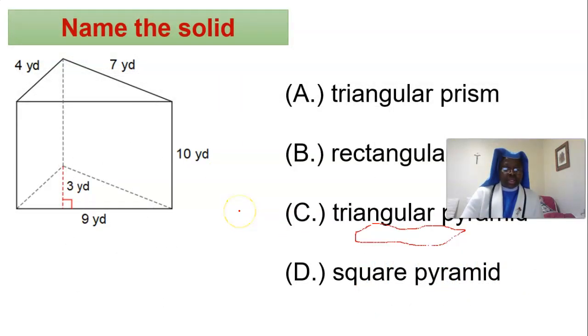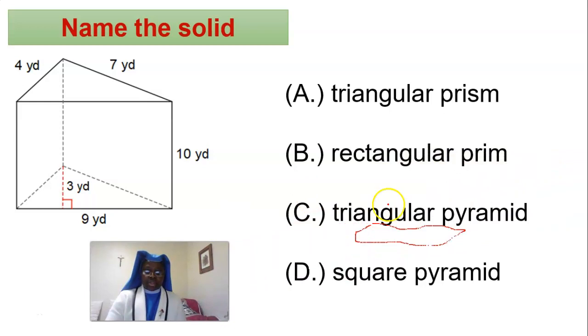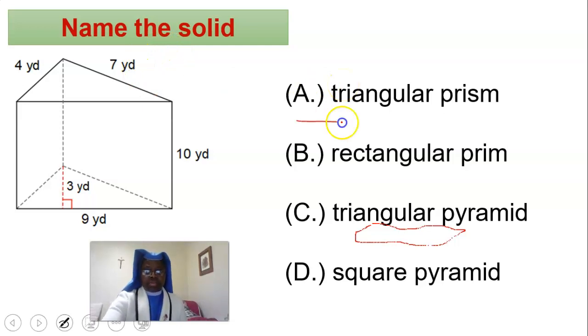Okay, how about this one? Again, we look to see, is it a pyramid? Sometimes people confuse this, thinking that it's pointed, but it's not really a pyramid. If we look at it again, it has 2 triangles on top and at the bottom, and then it has 3 rectangles. So it must be a prism because it has 2 bases, and the shape of the base is a triangle, so it's a triangular prism.